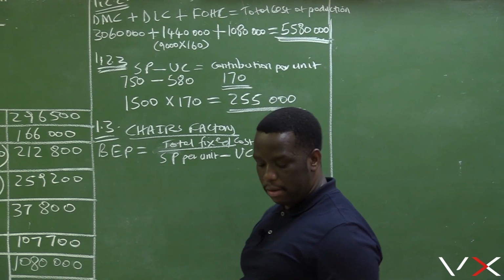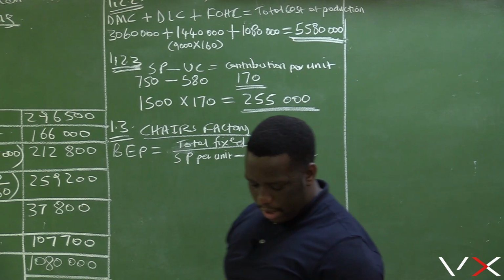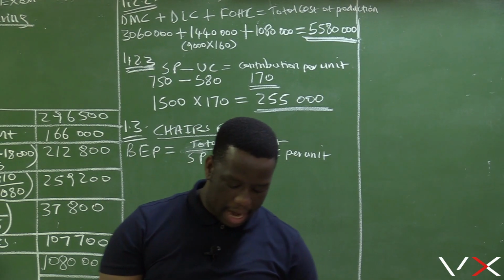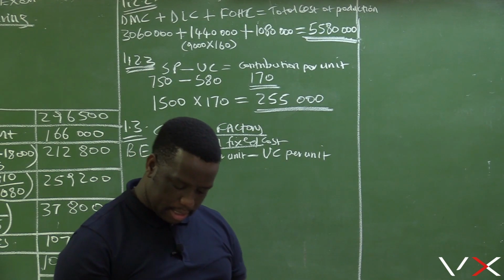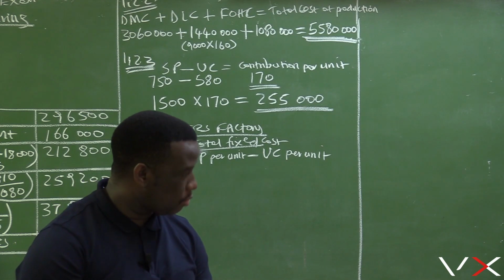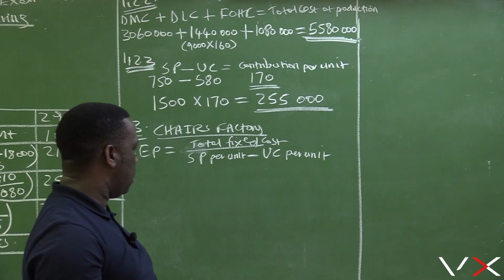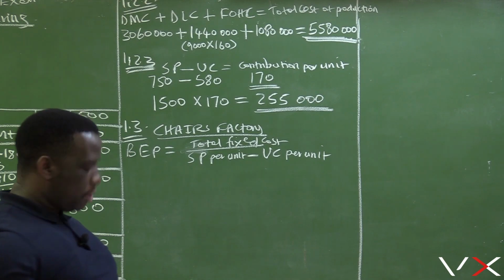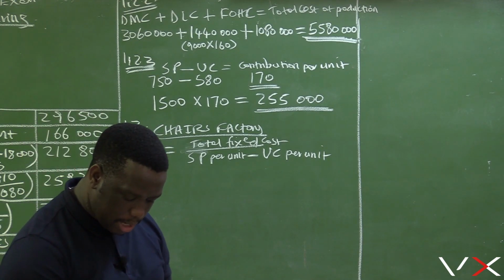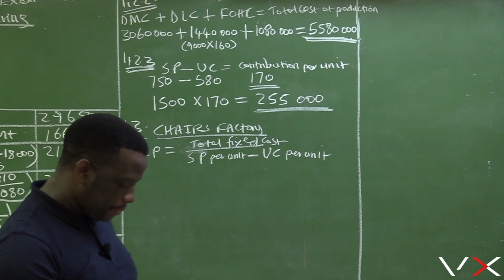This is the formula for calculating break-even point. But you are not required to rewrite the formula in the examination room, as that will waste your time. You just need to shoot into the calculation. So the total fixed cost, let's go to page 5.